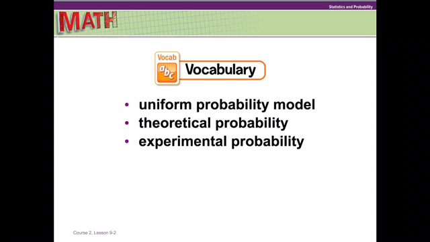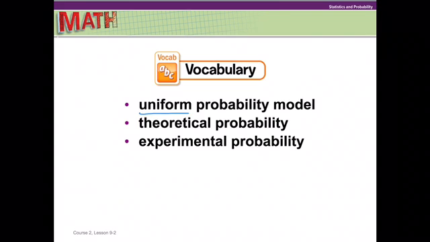So, some vocabulary that we have for this lesson is uniform probability model. And if you look at the definition of uniform specifically, it means everything's the same. So, when you have a uniform probability model, it means that there is an equal chance of each of the outcomes to occur. So, when you roll a die, there is an equal chance: 1/6 of the time you'll roll a 1, 1/6 of the time you'll roll a 2, so on and so forth.